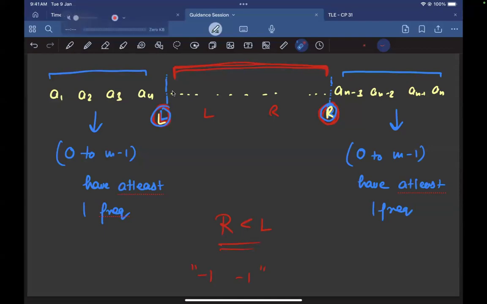Remember, the middle portion also needs to have at least one frequency from 0 to mx minus 1, right? Middle portion also has that. So this L from here can only come closer to a limit, and this R simultaneously can come only to a limit, where the middle portion still maintains that max equal to m. Which basically means that it still has 0 to m minus 1 values coming at least once. That is still necessary. Is that right? So from here onward, I can implement a two-pointer approach.